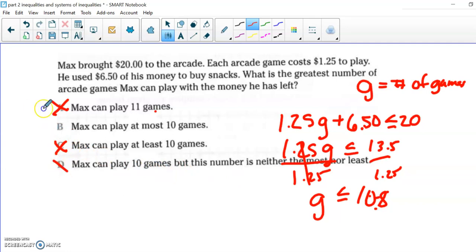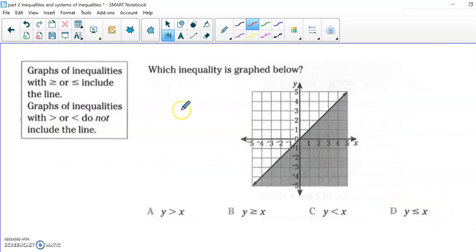So we're going to go with B. Max can play at most 10 games. Okay, so that means less than or equal to 10 games. All right, now we're going to graph it on a coordinate plane.